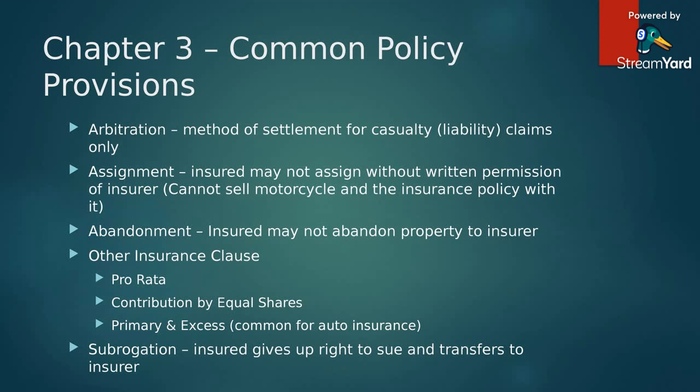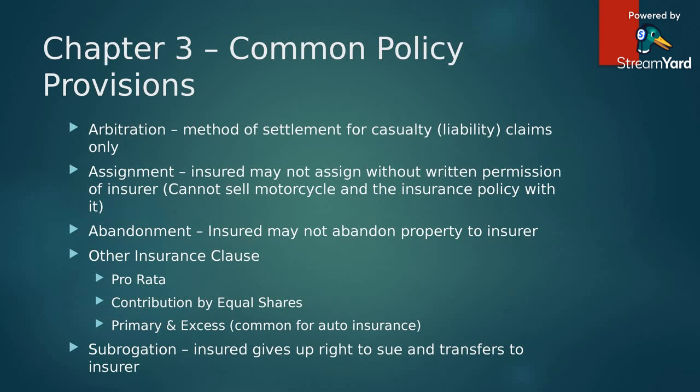Abandonment. This means that the insured may not abandon the property to the insurer. So the first party does not have the right to abandon the property to an insurer. This typically will come up when somebody does not get the full amount of the property loss that they're looking for. They may just get a partial loss, and we'll talk about that more in a second.